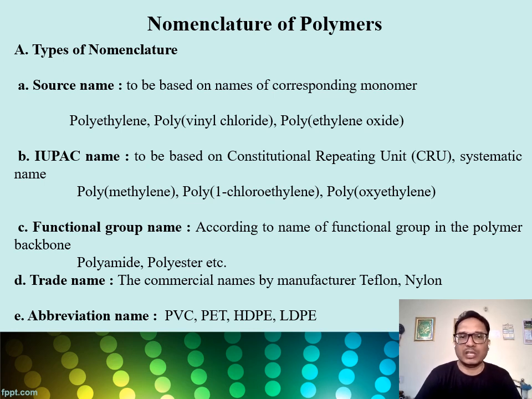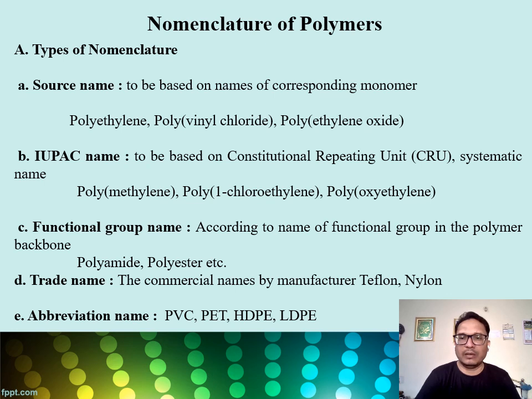Similarly, as per the IUPAC names, the polymers are named like polymethylene, poly-1-chloroethylene, polyoxyethylene, and here the IUPAC name of the constitutional repeating unit is used. In the functional group name system, according to the name of the functional groups in the polymer backbone, the polymers can be named like polyamide, polyester, etc.